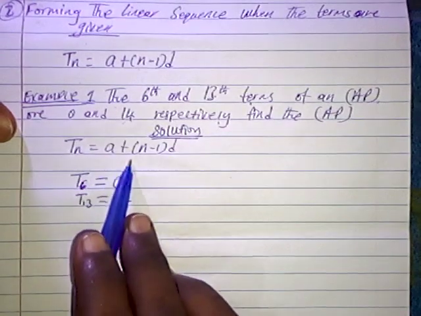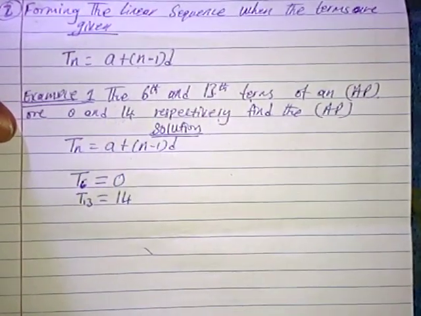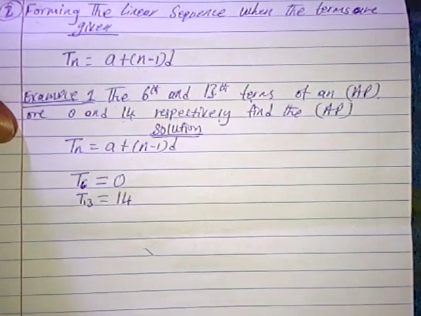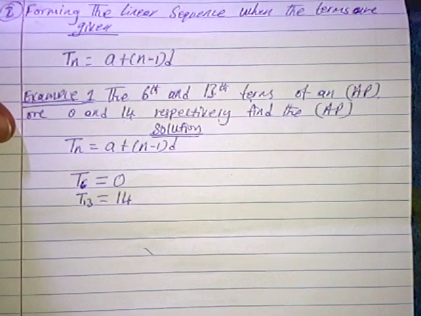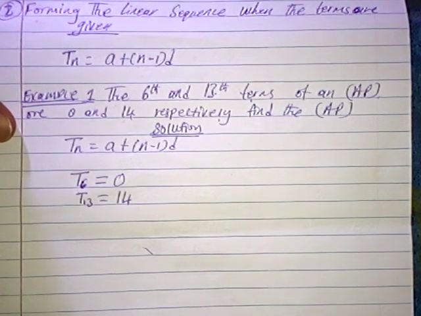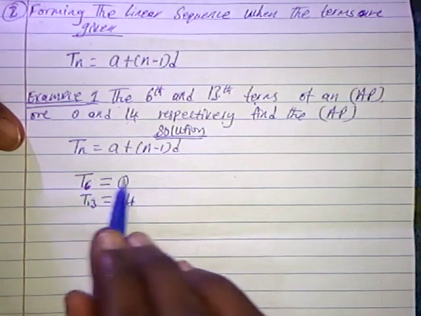Now, in this question, there is no first term, there is no second term, there is no common difference. They only give you 2 terms, and you are going to find the first term and the common difference. Now we are going to solve for them one after the other.